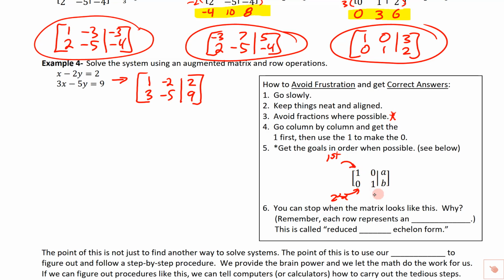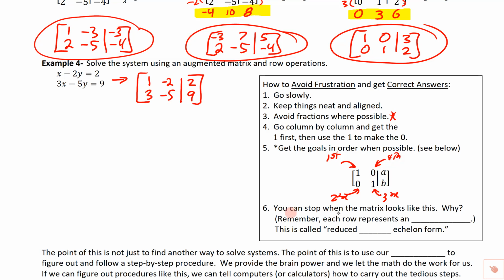And then we want to take a look at the second column. We want to get that to be a 1. So this is our third goal. So there's the third goal, and here's the fourth goal. Okay, so we get this 1, use that 1 to make that a 0. Then we make this a 1, and then we use that 1 to make that a 0. Now, if you try and get those out of order, it makes it really difficult.